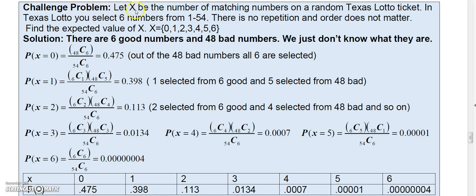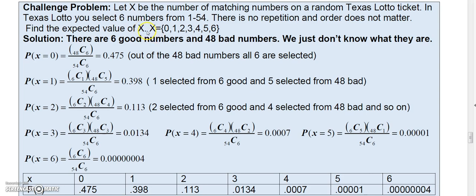Let's do one of our lottery games. In Texas, we have a game where you choose 6 numbers from the numbers 1 through 54, and there's no repetition allowed, and the order you choose them does not matter. You just choose 6 numbers. Now, I'm going to let X be the number of matches that you get on your ticket. So if you match 3 numbers, X would be 3. If you match 1 number, X would be 1, and so forth.